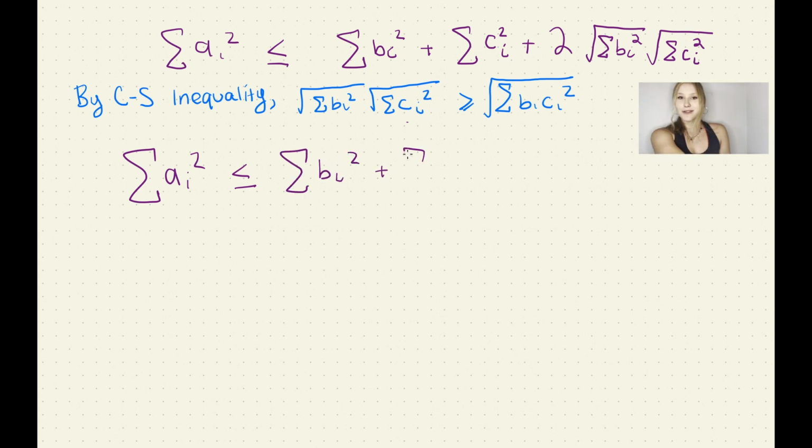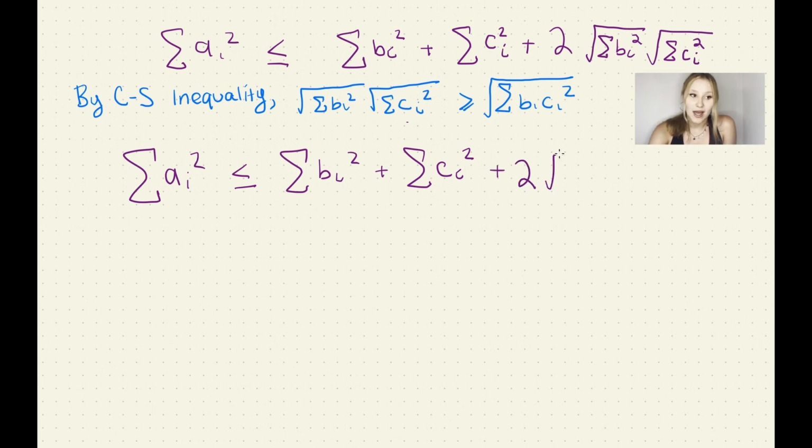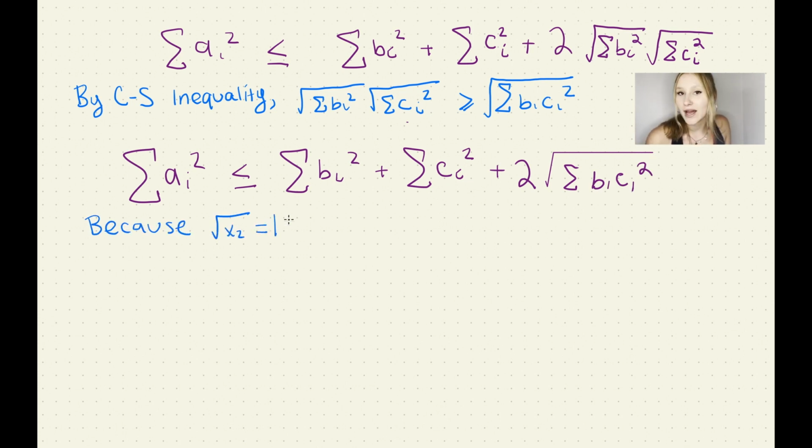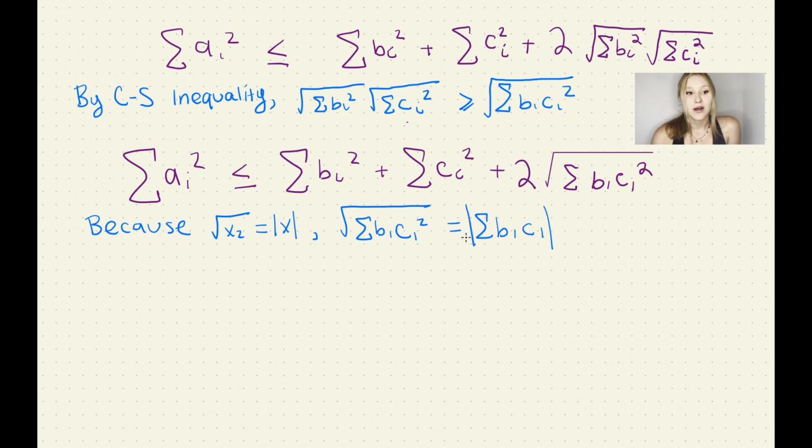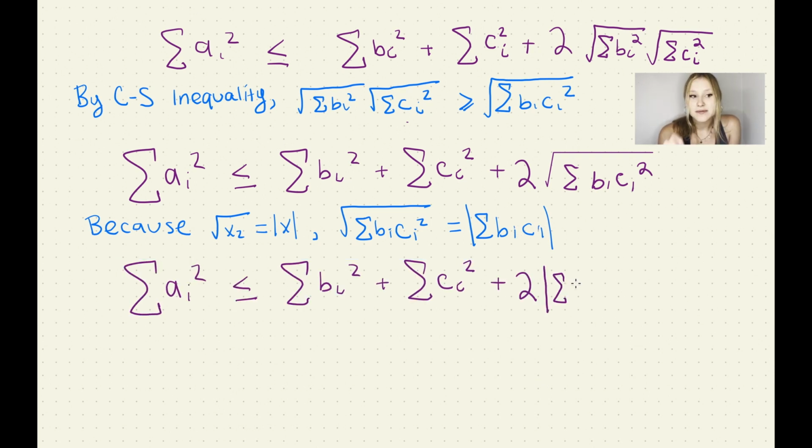And that is beautiful. We can use that, you guys. We can substitute that in, and it's going to be less than or equal to. Because the square root of x squared is equal to the absolute value of x, we can just put the square root of that sum squared, and that is equal to the absolute value of that sum of bi ci. Great.